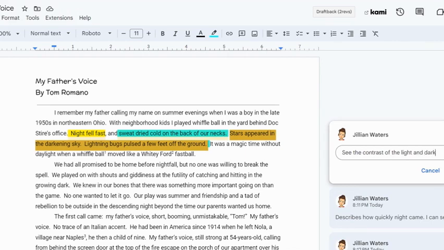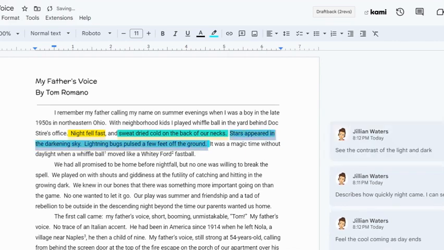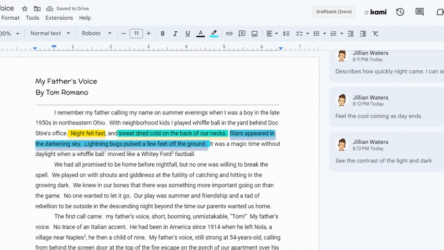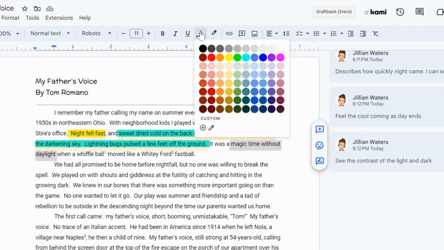So it's not enough just to highlight things, but instead I want to also make notes of my thinking, and you can see that through the comments section. It was a magic time without daylight. The word magic, I'm going to highlight that little phrase there, magic time without daylight, because you can feel that sense, like it's that sense that something exciting is happening. So that's that feeling that without the daylight, we know that it is that kind of exciting time.